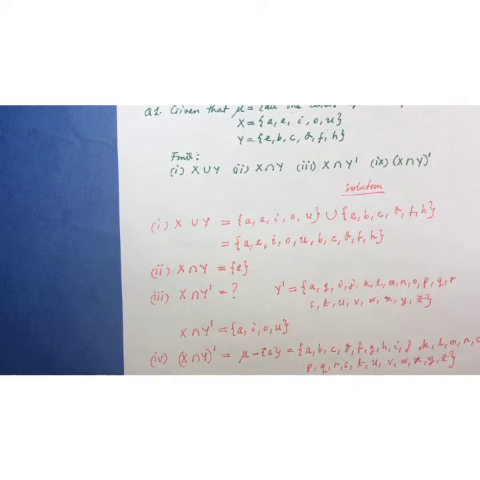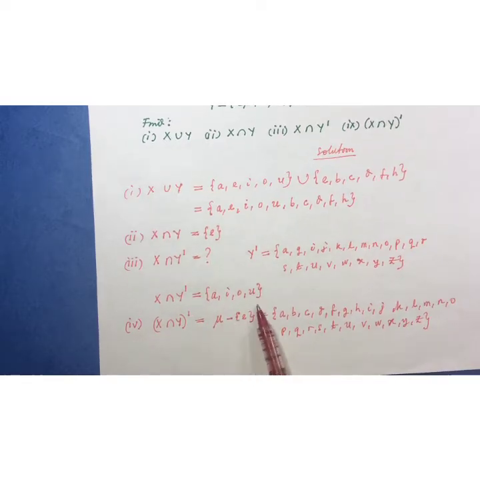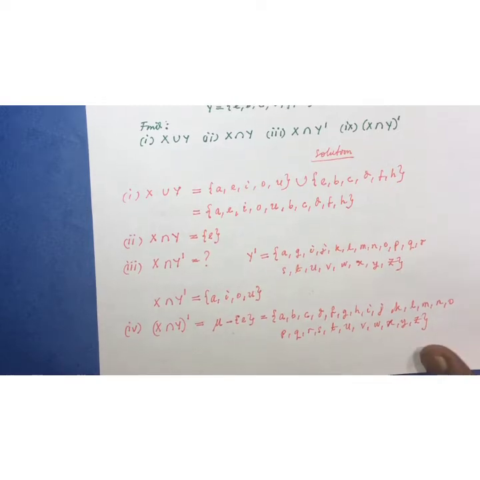So what am I doing? I'm writing out all the elements in the universal set that are not found in the intersection of X and Y. So the intersection of X and Y gave us E. Now if you remove E from the universal set, it will give us the set X intersection Y complement, the set containing all the elements that are not in X intersection Y but in the universal set. And that concludes problem 1.